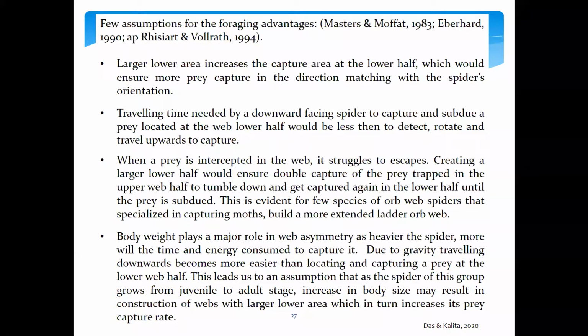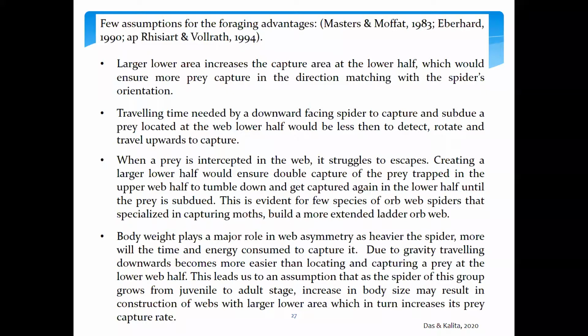Then when a prey is intercepted in the web, it will try to struggle. Creating a larger lower half would ensure a double capture of the prey that is trapped in the upper half. For example, if one prey got stuck in the upper half and is struggling and somehow manages to escape, and it rolls down, then with a larger lower half you will have more potential sites to recapture the tumbling prey. So extending a larger lower part will be more beneficial.